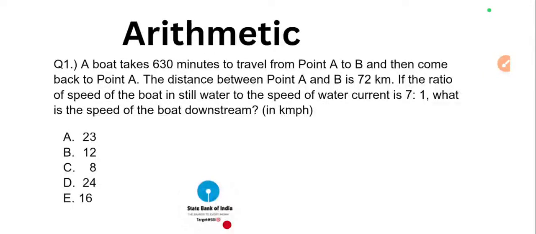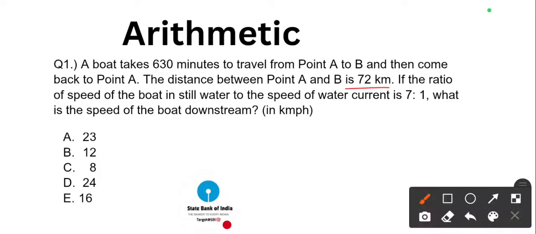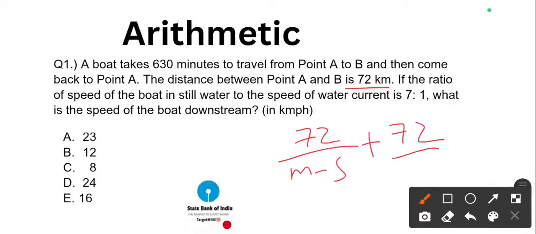First question. A boat takes 6:30 minutes to travel from A to B and then back to A. The distance between A and B is 72 kilometers. Okay, 72 kilometers upstream plus 72 kilometers downstream. It takes 6:30 minutes.